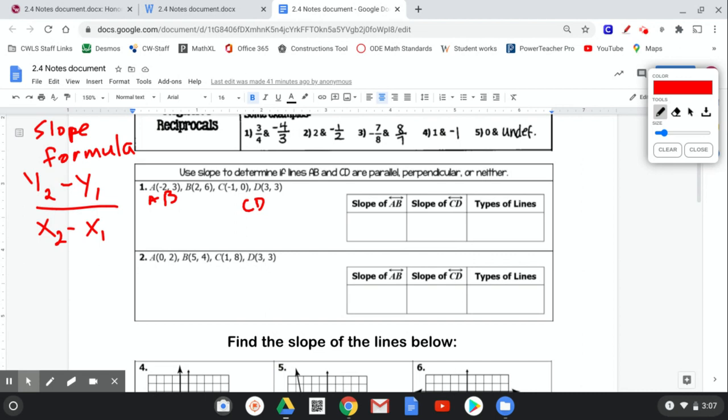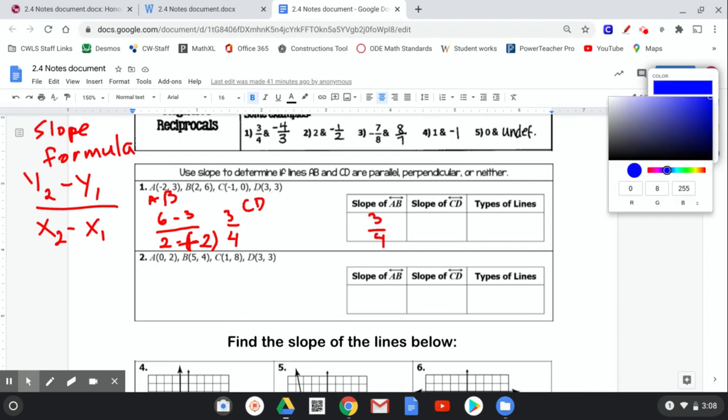So if we do this first one, we're going to do 6 minus 3 over 2 minus, and I'm going to put that -2 in parentheses. Now when I do that, 6 minus 3 is going to give me 3. 2 minus a -2, that's going to be addition, because if you subtract a debt, you actually get money. So it's going to be 3/4. So the slope of AB is going to be 3 over 4.